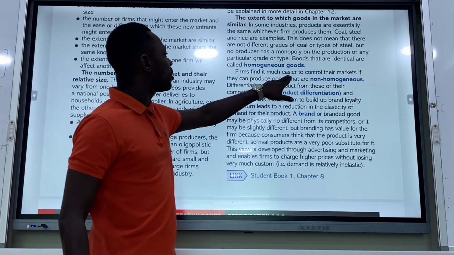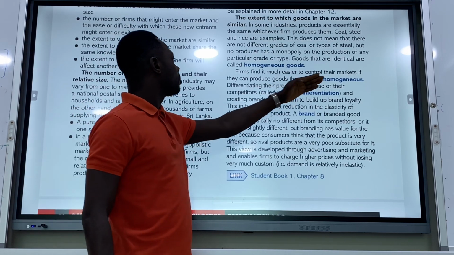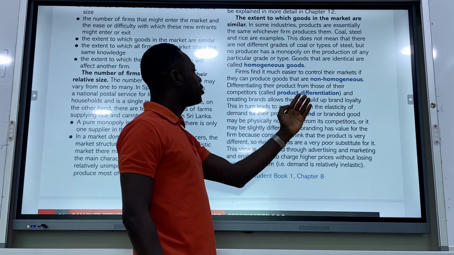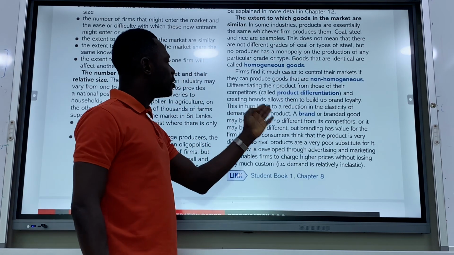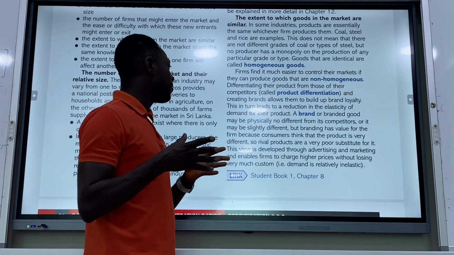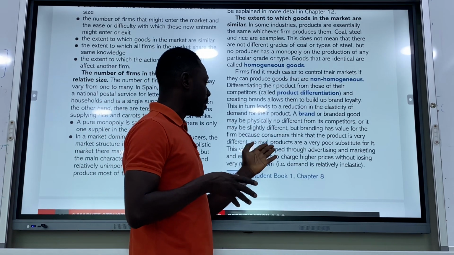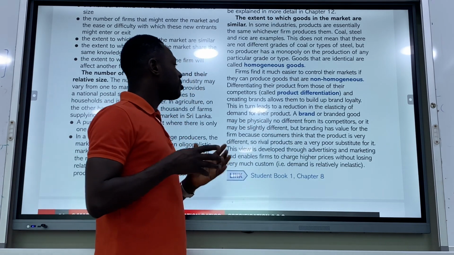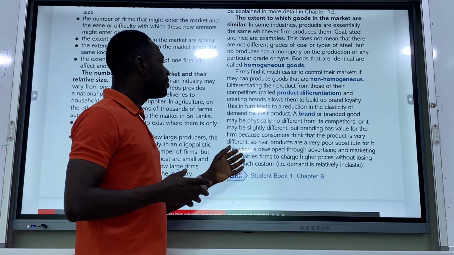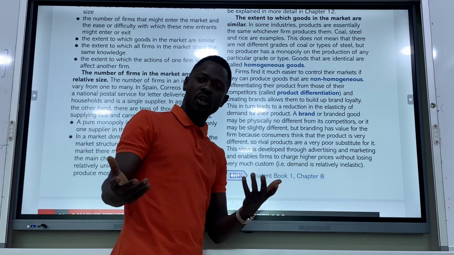So the firms find it much easier to control their market if they can produce goods that are non-homogeneous, differentiating their products from those of their competitors, which is called product differentiation. And creating brands allows them to build up brand loyalty. This in turn leads to a reduction in the elasticity of demand for their product. A branded good may be physically no different from its competitors, or it may be slightly different, but branding has value for the firm because consumers think that the product is very different. So they see it as a poor substitute for other products. This view is developed through advertising and marketing and enables firms to charge higher prices, which we call premium price.